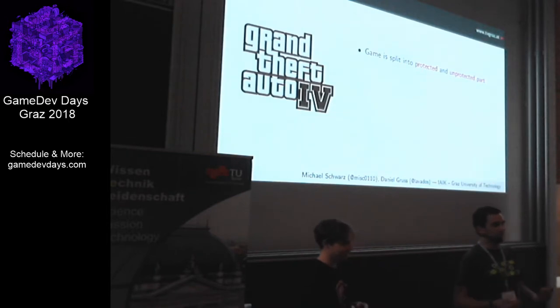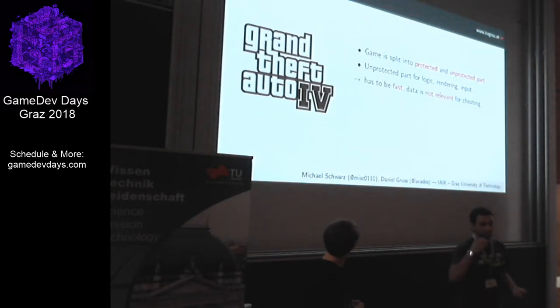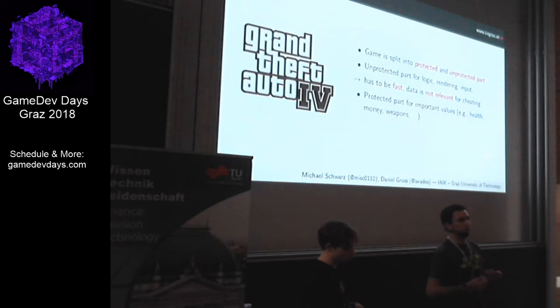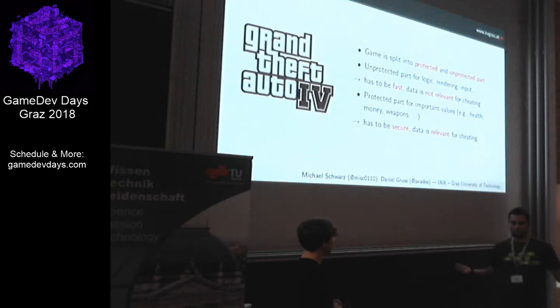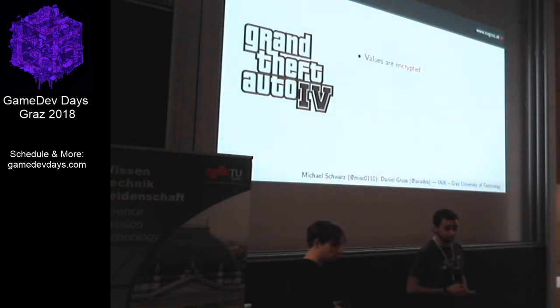Okay. So they actually split the game into two different parts, a protected and an unprotected part. And this unprotected part has nothing critical in it. It just has user input, draws to the screen, and it has to be fast. And then you have the protected part for all the important stuff like your money, your health, your weapons, your missions, and stuff like that. This has to be secure. You don't want anyone to just take the Cheat Engine, look for the value, change it, profit. So they wanted to make that really secure and make it hard to cheat.